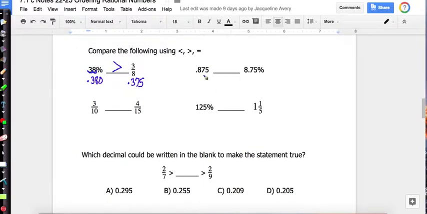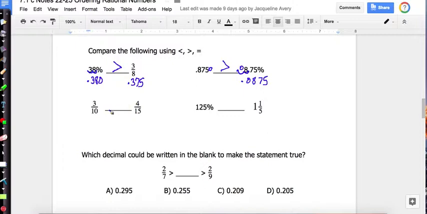Okay, look at the next one. We have 875 thousandths, so that's already a decimal. And we need to change this to a decimal. And some of you are thinking, well, there's already a decimal in it, but there's a percent sign. So if there's a percent sign, then we need to change it to a decimal. Okay, so we have 0.0875. So I can add a 0 here. So we have 8,750 10,000ths or 875 10,000ths. So is this one greater or less than that? Good, it's greater than. Because if you compare 0.8 to 0.0, 0.8 is clearly bigger.